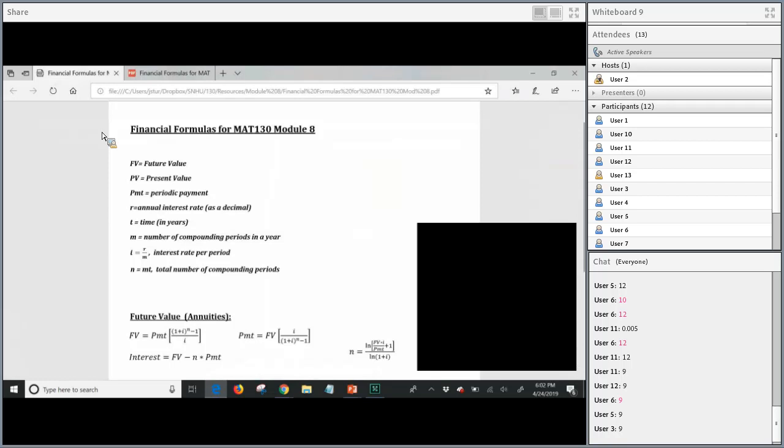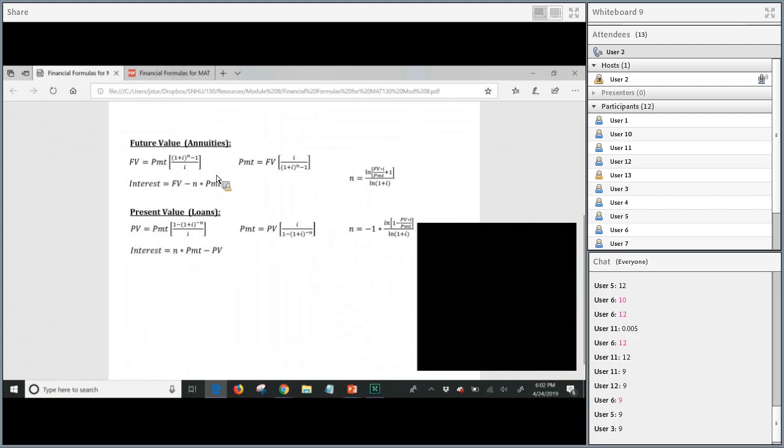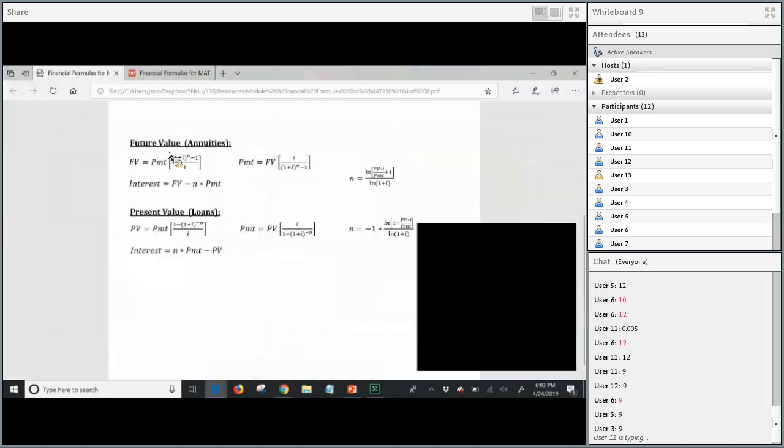So if I look at my formula sheet, I'm going to be using this section right here for future value, okay? On top of that, this is what it gave me. It gave me N, it gave me I, it gave me the payment. It did not give me the future value. So the future value is what I'm looking for. Remember what we said a second ago and last week, whatever you're looking for, pick the formula where that variable is all by itself on one side of the equal sign.